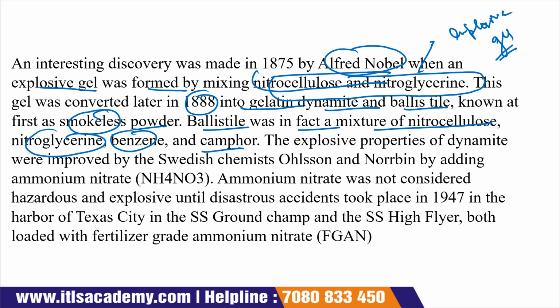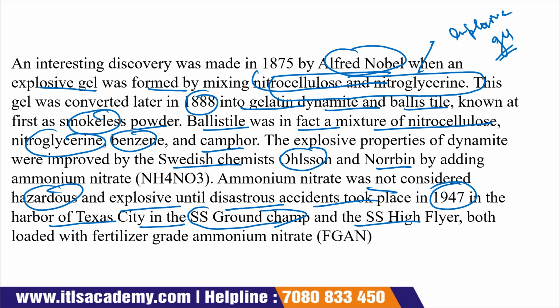The explosive properties of dynamite were improved by the Swedish chemists Olsson and Norrbin, who added ammonium nitrate to it. This ammonium nitrate was not considered a hazardous explosive until a disaster took place in 1947 in the harbor of Texas City, involving the SS Grandcamp and the SS High Flyer, both loaded with fertilizer-grade ammonium nitrate.